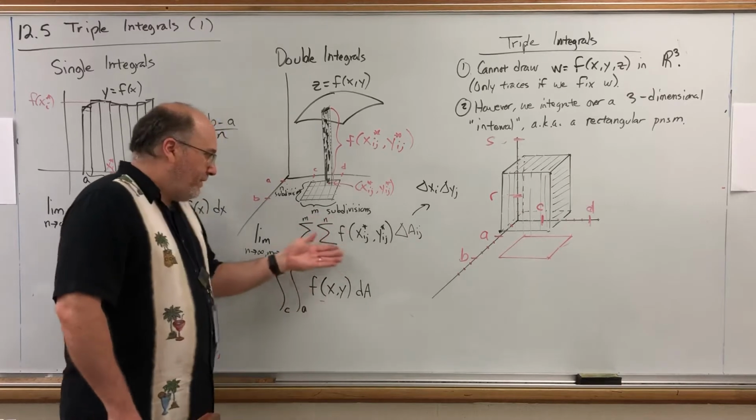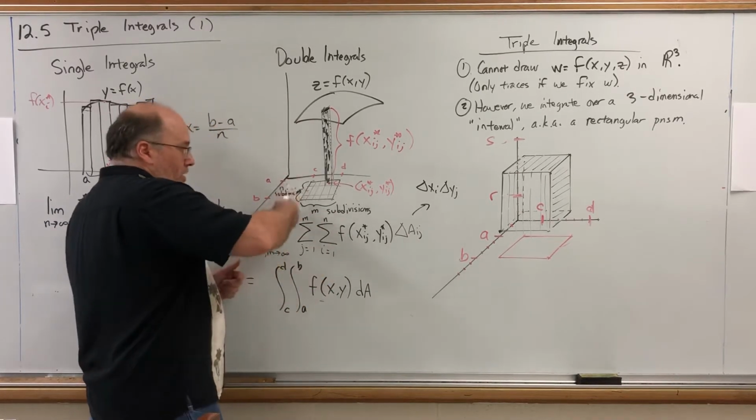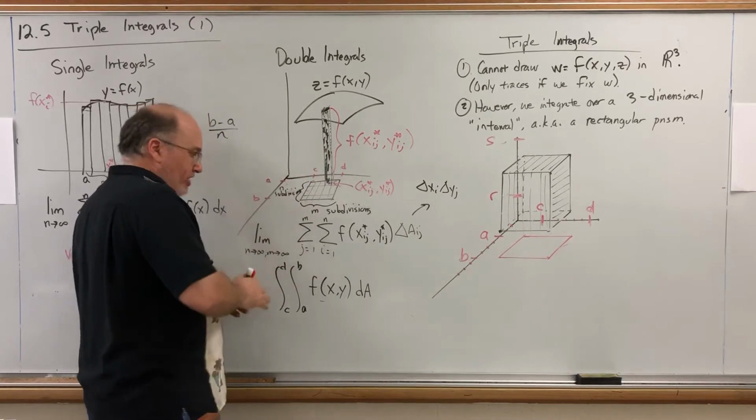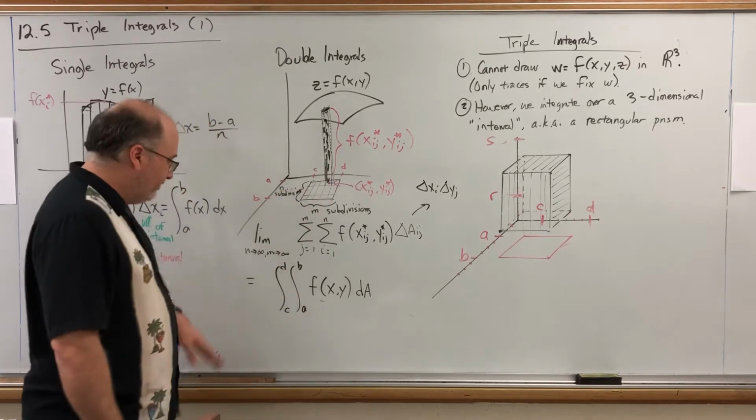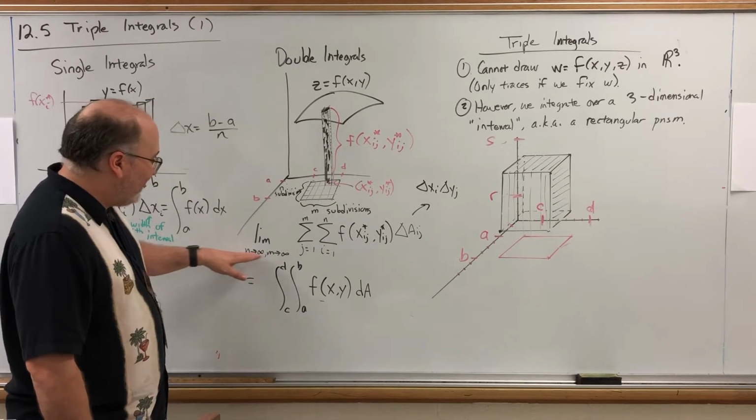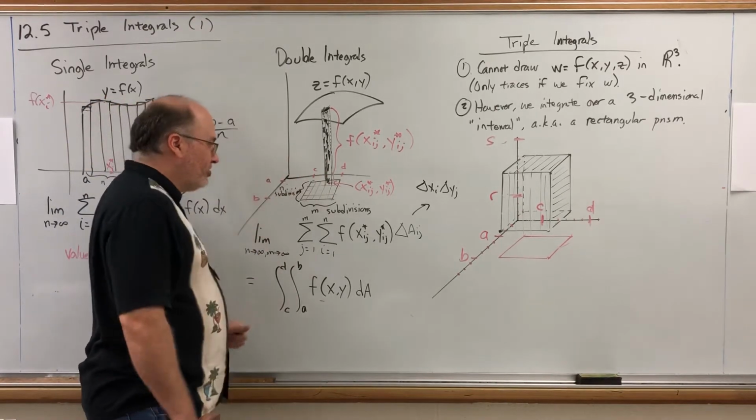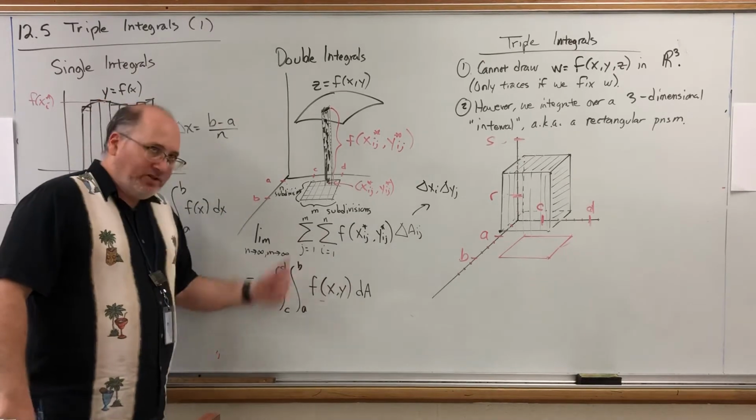And then we found the double sum, because we had to take the sum over all of the partitions in the x direction, and the sum over all of the partitions in the y direction. Then we took the limit as both n and m approach infinity. In other words, we cut it up infinitely in both directions. We get a better approximation for the volume, we take the limit, and we get the double integral.